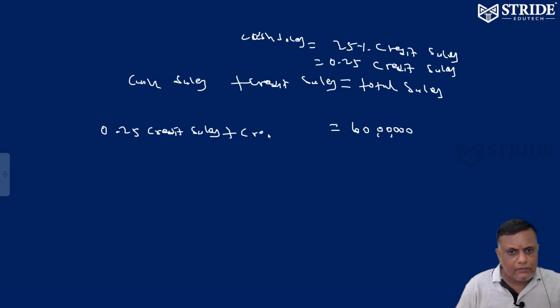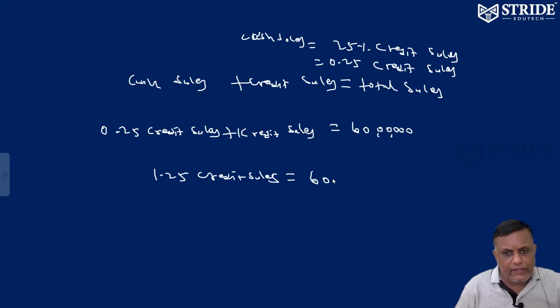Cash sales is 0.25 credit sales, plus credit sales. So one credit sale plus 0.25 credit sale is equal to 60 lakhs. So 1.25 credit sales is equal to 60 lakhs.